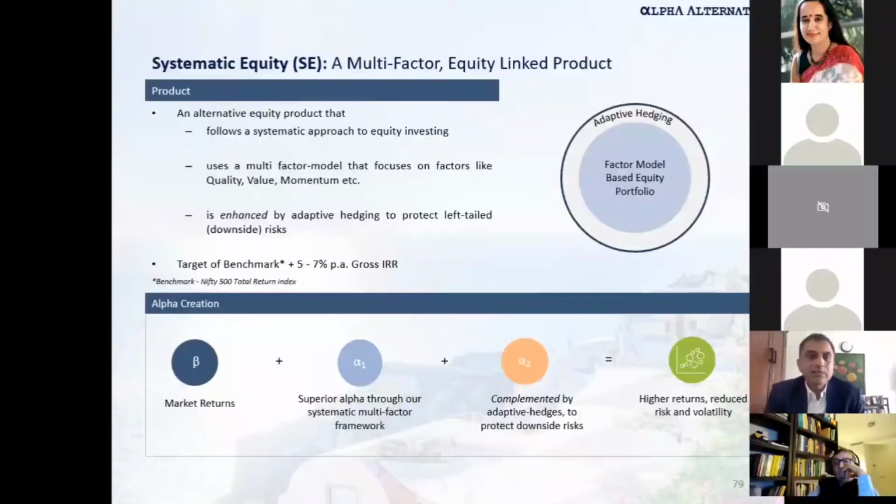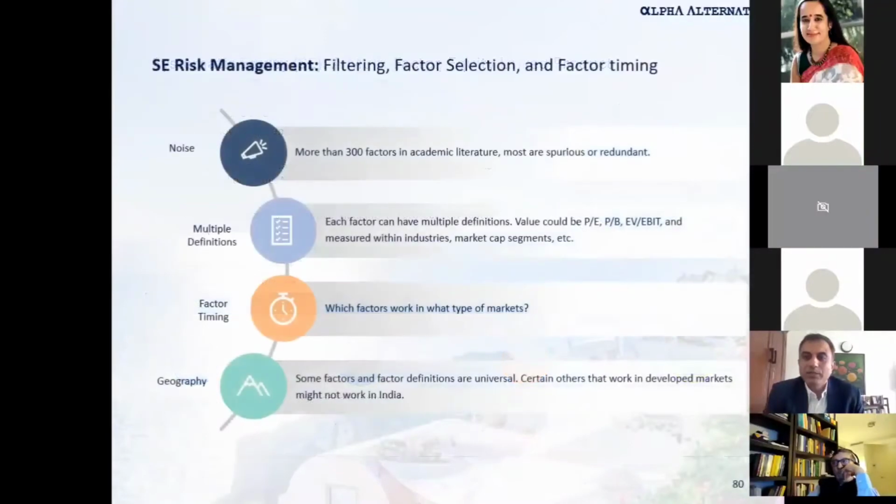So what in systematic equity we try to do is try to take these behavioral risks out of the process of investing, right? So basically we use multiple factors and try to build a portfolio. The challenge always in building such a portfolio is, it sounds very interesting, but there are more than 200, 300 factors in academic literature, and some of them call them a factor zoo, right? So which are the factors that you will take?